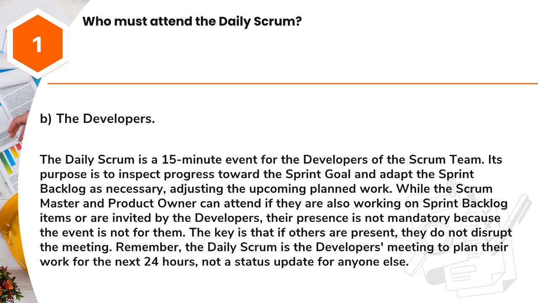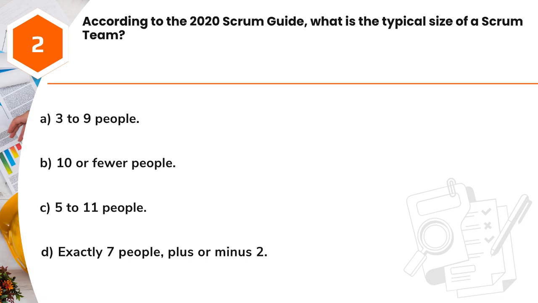The key is that if others are present, they do not disrupt the meeting. Remember, the daily Scrum is the developers' meeting to plan their work for the next 24 hours, not a status update for anyone else.